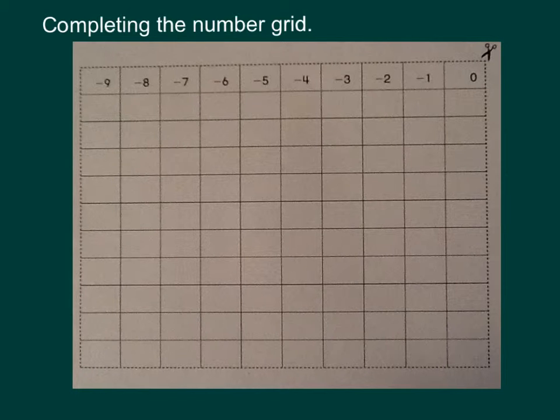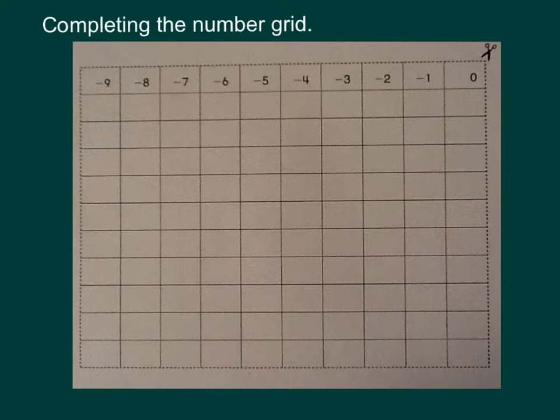So we already on this grid have filled in the numbers that are negative, that come before 0. So we have -1, -2, -3, -4, -5, -6, -7, -8, and -9. That's again, like we said, if the temperature is below 0, that's where negative numbers would come in. So basically, boys and girls, we're going to start right here at 0, and the next number that would come would be the number 1.